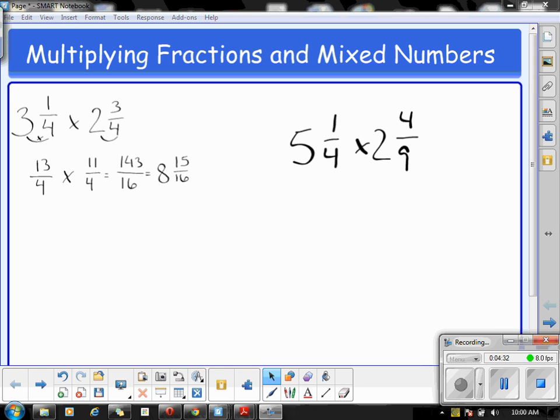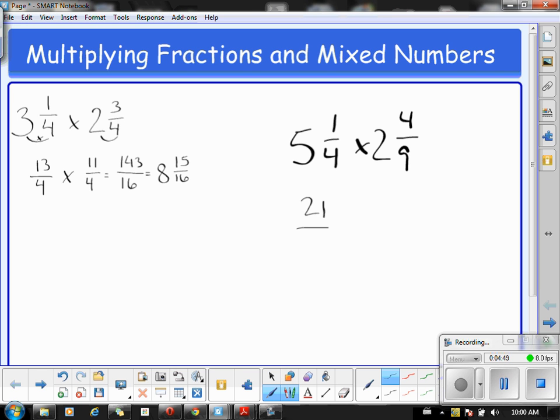Here's another mixed number one that I think we can cross-reduce with. So first thing we look, they're both mixed numbers, so we need to change them both to improper fractions first. So we say 5 times 4 is 20, plus 1 is 21 over 4, times 2 times 9 is 18, 18 plus 4 is 22 over 9.